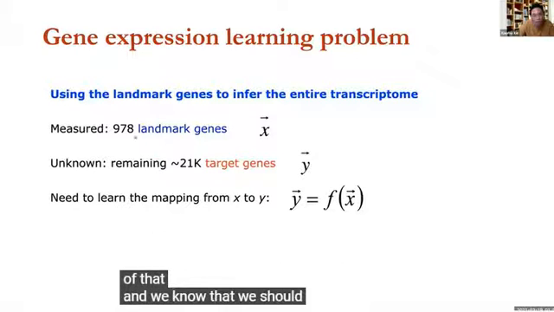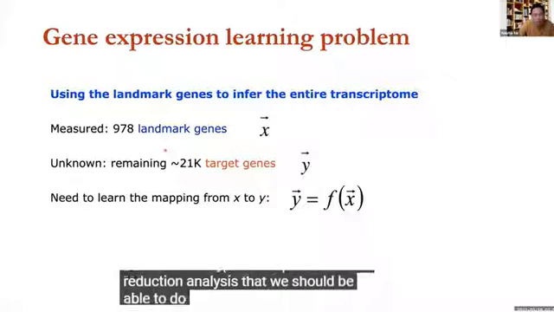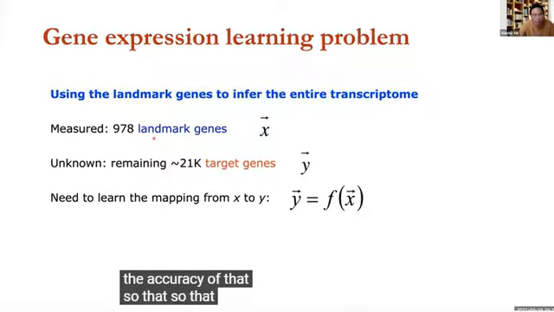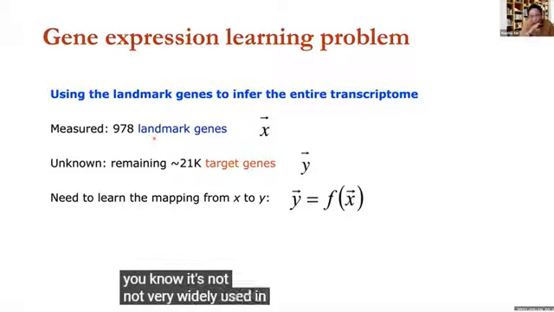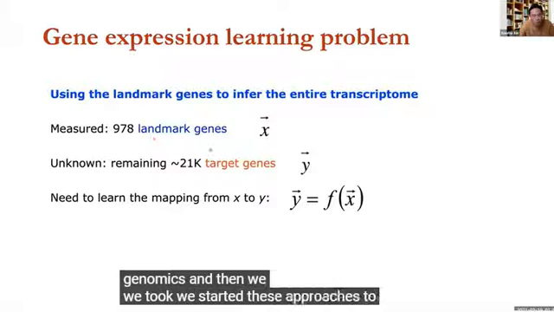And we know that, based on this type of simple dimension reduction analysis, we should be able to do it reasonably well. However, we want to do it accurately and improve the precision and accuracy of that. At that time, neural nets were not very widely used in genomics. And then we started this approach to do that.